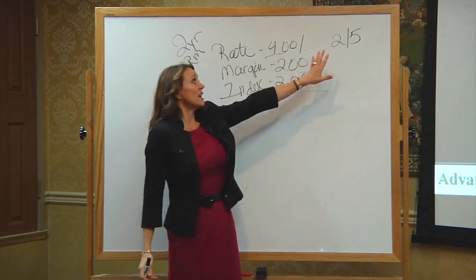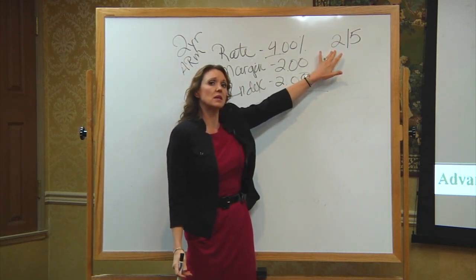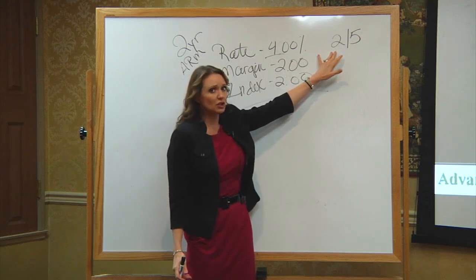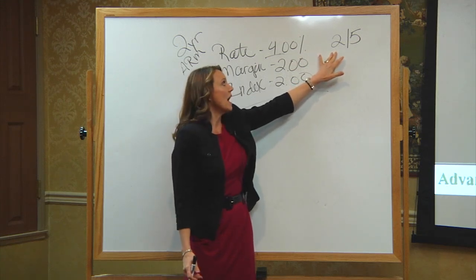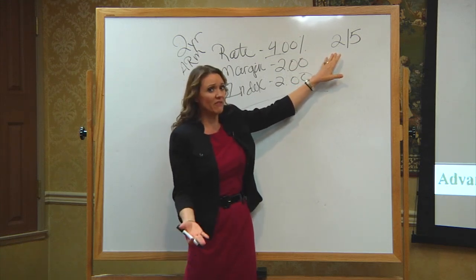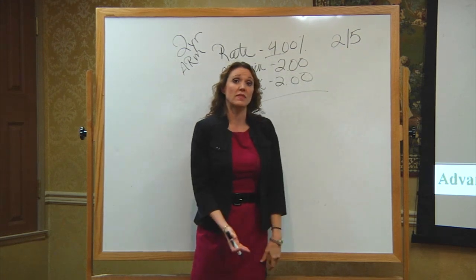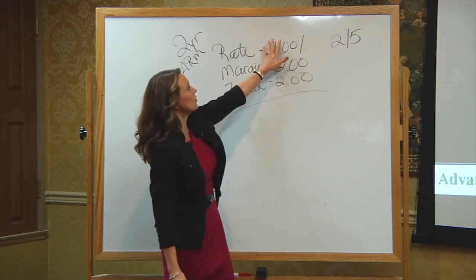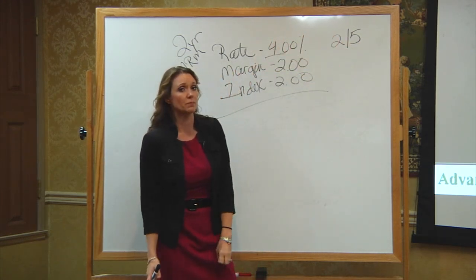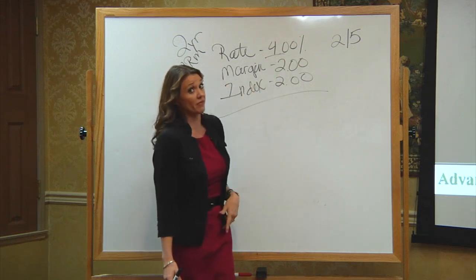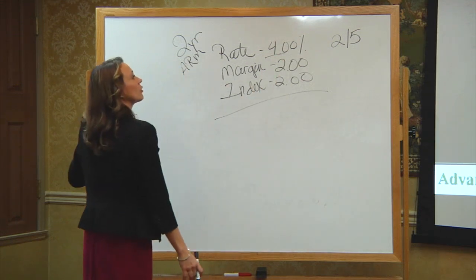This means each and every time the rate adjusts, it will not adjust by more than 2%. And over the entire life of the loan, it will never adjust to more than 5%. So all in all, you'll never have a loan that is higher than 9%. But 9% is a far cry from 4%, so that's what you want to be leery of.